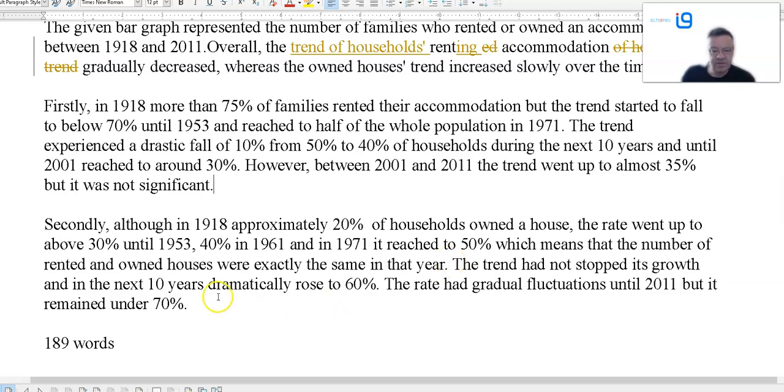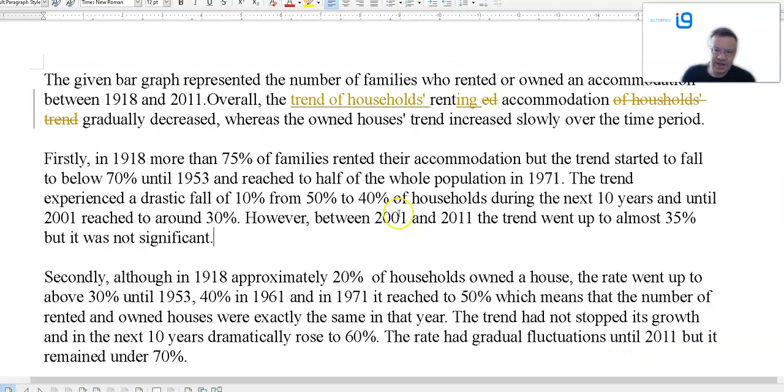So it says dramatically rose. Dramatically, how is 50 to 60% a dramatic rise? It's only 10%, 50 to 60. Is that really a dramatic rise? Gradual fluctuations. Okay. So again, this isn't too bad, but you need to be careful how you put the data down, how you group your information.